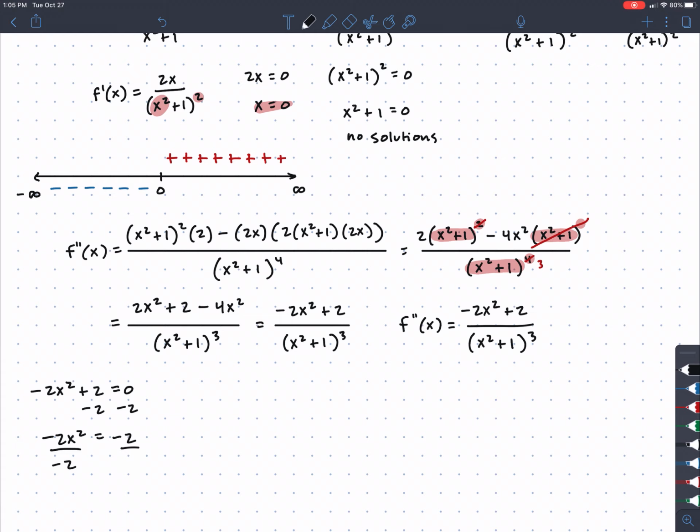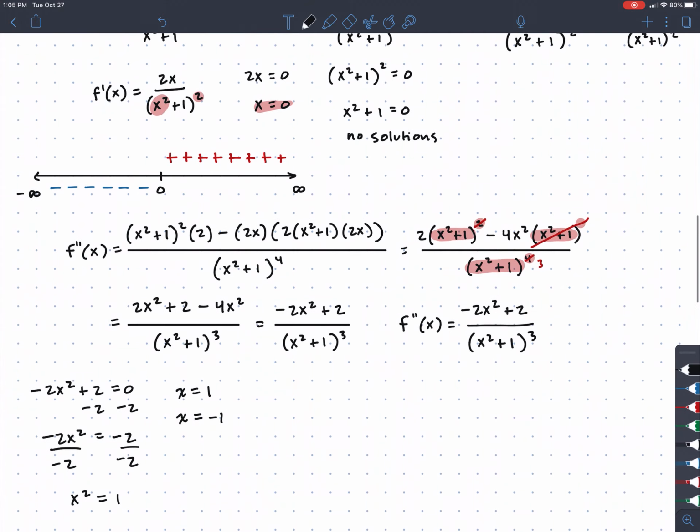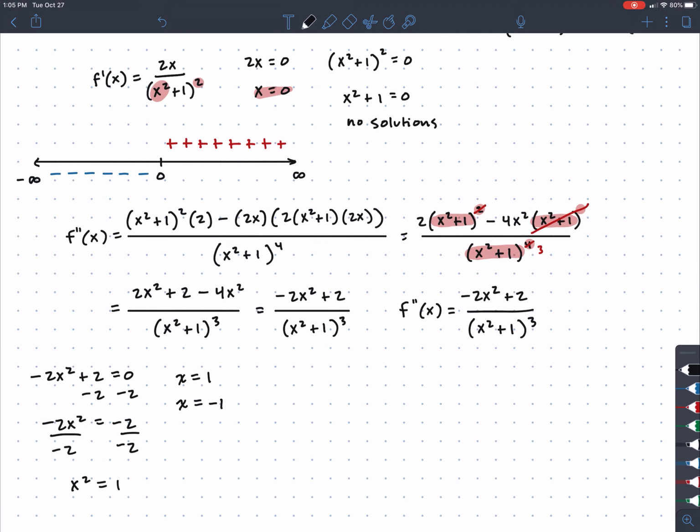Divide by negative 2. And x squared is equal to 1. So that means I have critical points at x equals 1 and x equals negative 1. And if we see from earlier, we're still not going to have any vertical asymptotes because this is never going to equal 0.